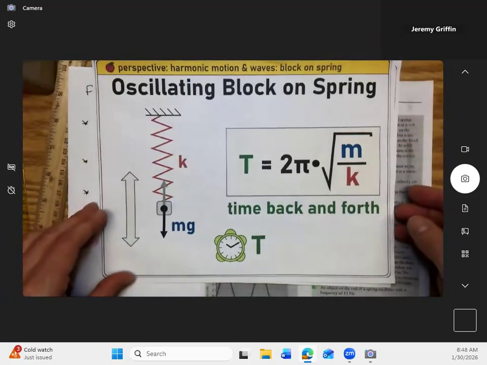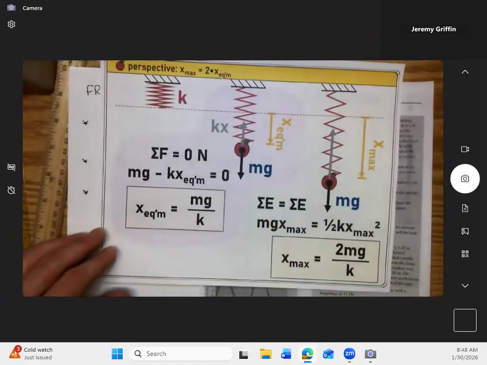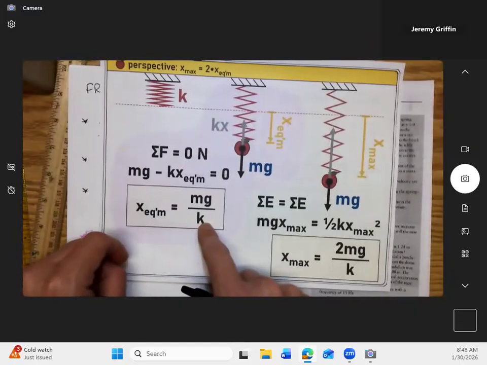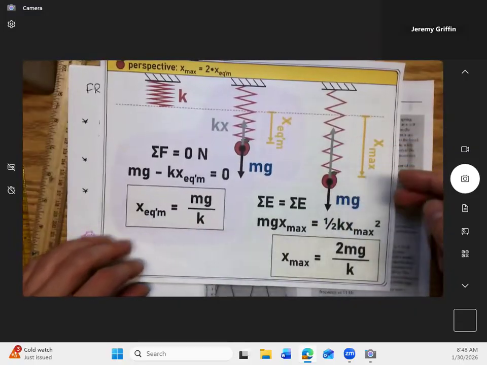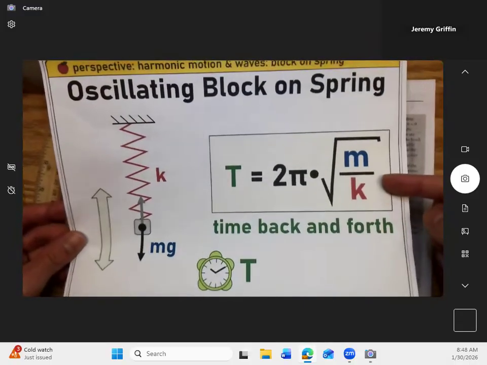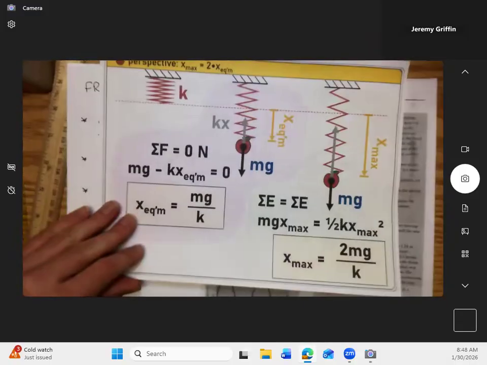But this one, something you guys did is you lowered it to equilibrium and you solved K from a Hooke's law point of view. You let it oscillate, okay, and solved K from an oscillating point of view. Right, which was an FRQ just a few years ago.